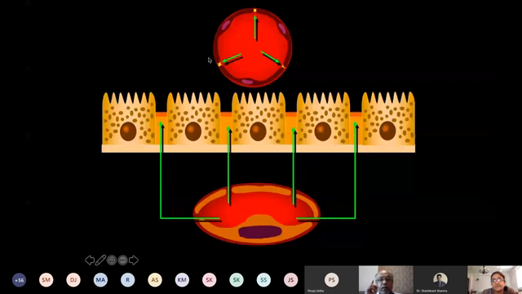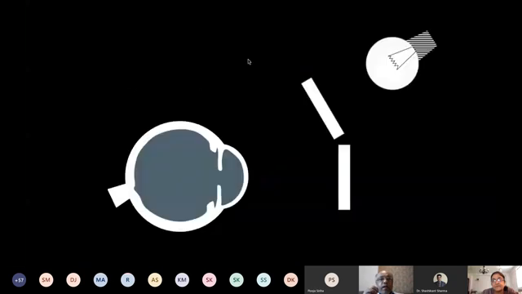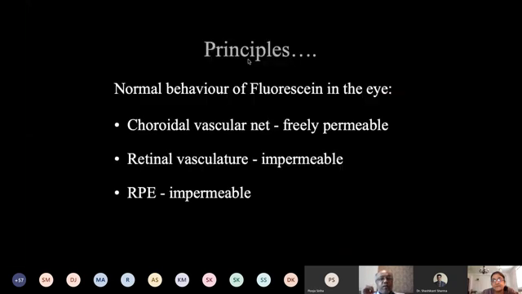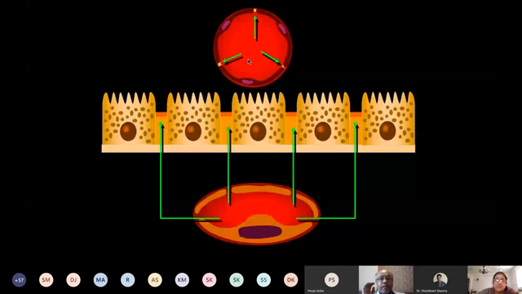Now Manisha, one second. There was some lag in this slide coming through. Can I request you to just repeat the previous slide, the one showing the RPE and the blood-retinal barrier? This one, sir? Hold on, it goes very slowly. Yes, this one. Can you repeat this again, please?